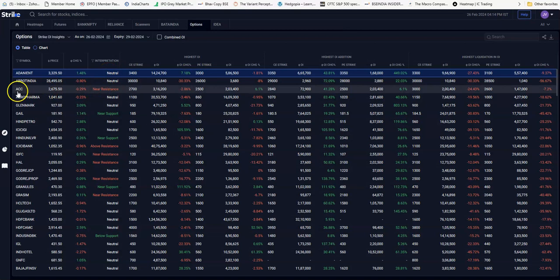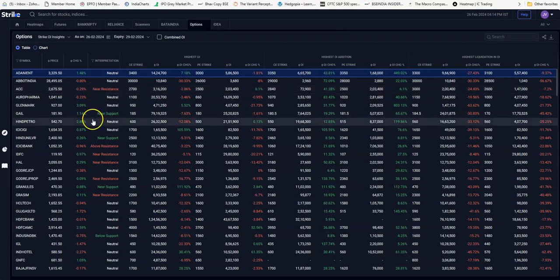If you see a stock like ACC, the reason it is near resistance level is because it is coming very close to its highest open interest in the call option, which is at 2700. This screen looks from a seller's perspective. So if the 2700 call option has the highest open interest, it means the sellers of the 2700 call option don't expect the stock to go above this price, and that is going to act as a resistance in the near term. That is why in the interpretation you will see it as near resistance.